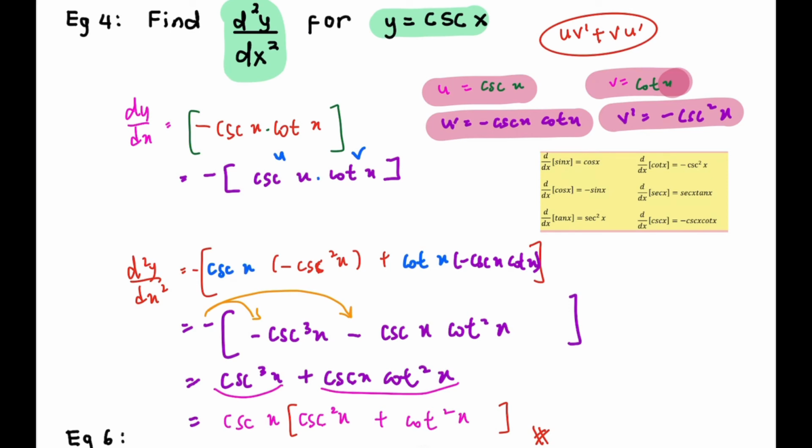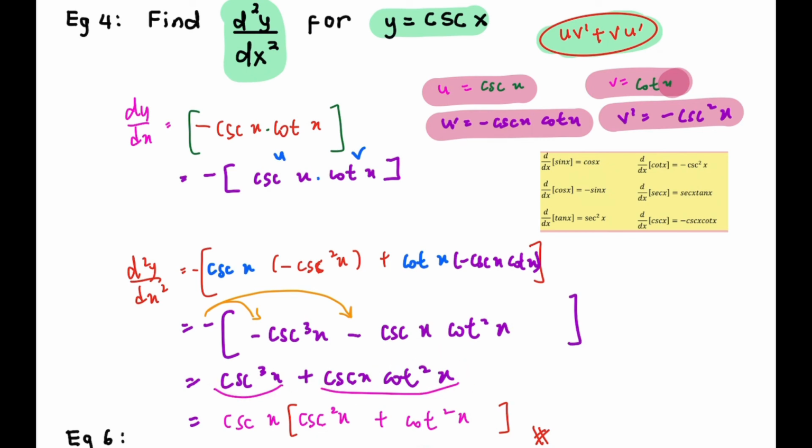So the formula for product rule is u v prime plus v u prime. So let's rewrite it here. D squared y over dx squared is, don't forget you have negative outside. So inside the bracket is just the product rule. So let's rewrite u v prime plus v u prime. Next, let us simplify our answer. The negative outside here, let's multiply it inside, so it will become plus. So now you have cosecant cube x plus cosecant x cotangent squared x.